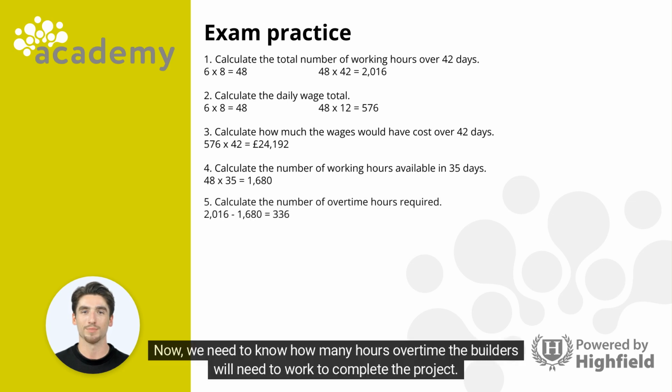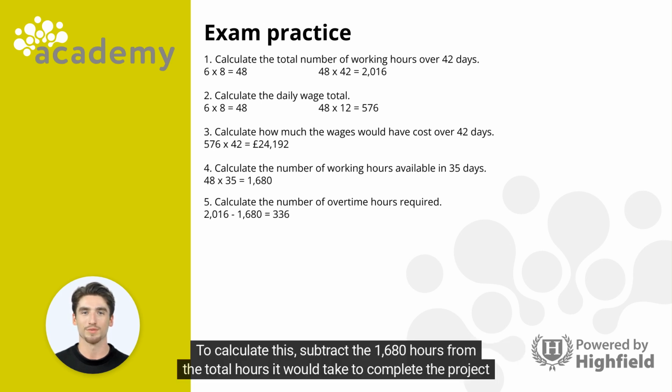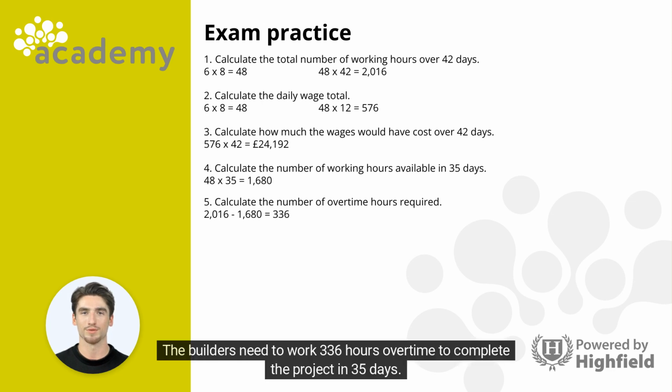Now we need to know how many hours overtime the builders will need to work to complete the project. To calculate this, subtract the 1,680 hours from the total hours it would take to complete the project in 42 days. 2016 minus 1,680 equals 336. The builders need to work 336 hours overtime to complete the project in 35 days.